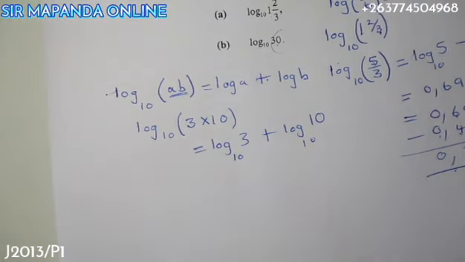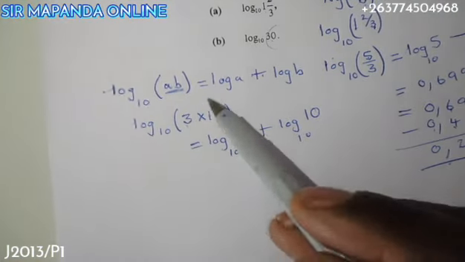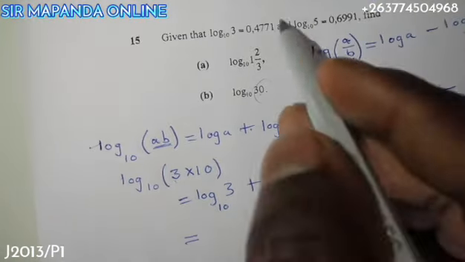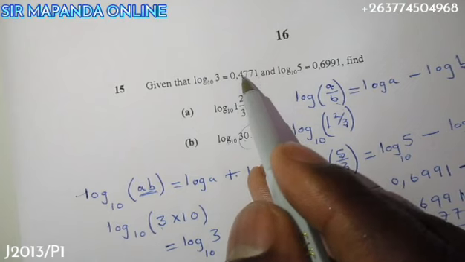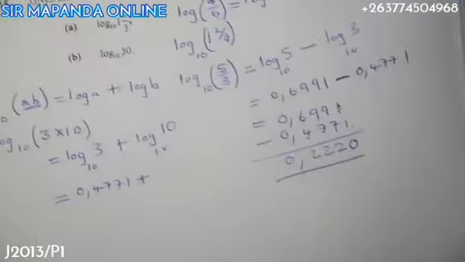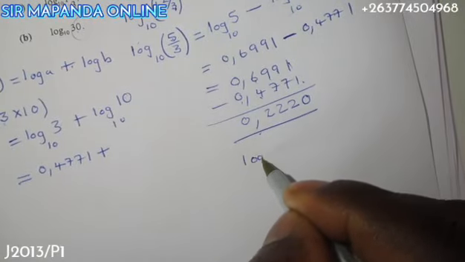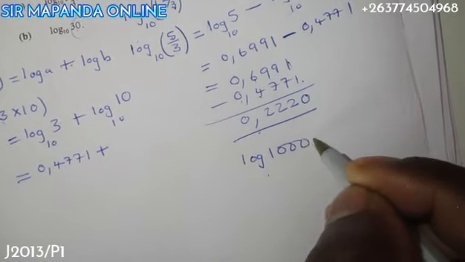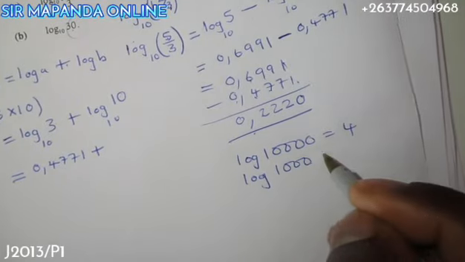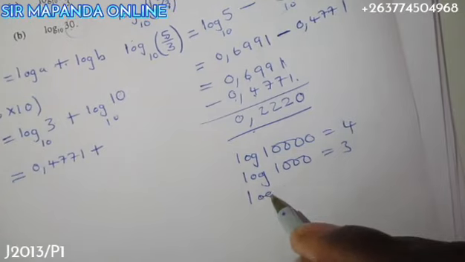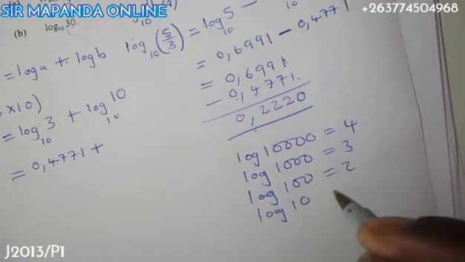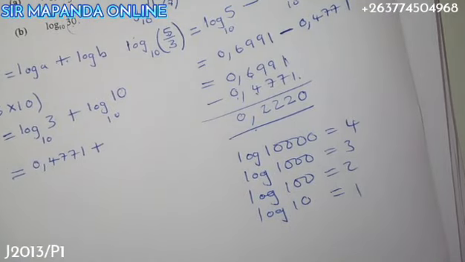I hope you are following. So 3 is representing A, 10 is representing B. So what is log 3? Log 3 is given as 0,4771. Then log 10, these are common logs. You need to know them by heart. That log 10,000 is equal to 4. Log 1,000 is equal to 3. Log 100 is equal to 2. Log 10 is equal to 1. The number of zeros is the answer.